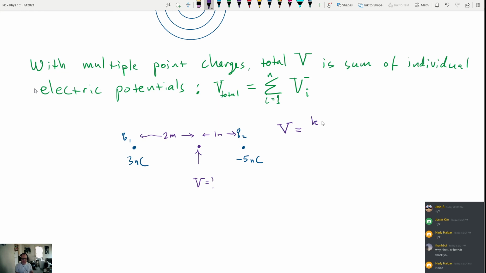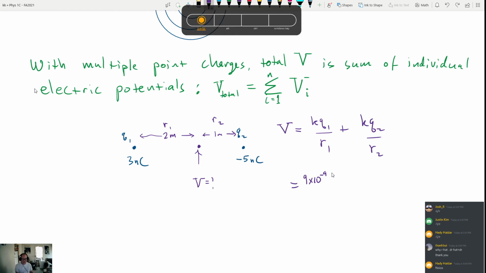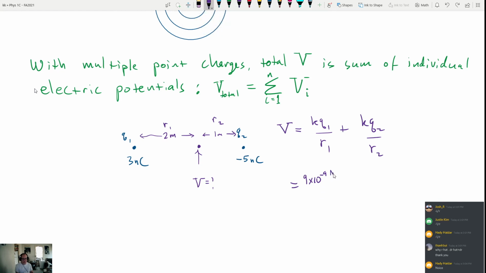And all you have to do is take KQ1 divided by R1, let's call this R1, let's call this R2, plus KQ2 divided by R2. And then when you plug the numbers in, you leave the signs as they are. So it'll be 9 times 10 to the 9, Newton meter squared over Coulomb squared, multiplied by Q1 over R1, so 3 times 10 to the -9 coulombs divided by R1, which is 2 meters.